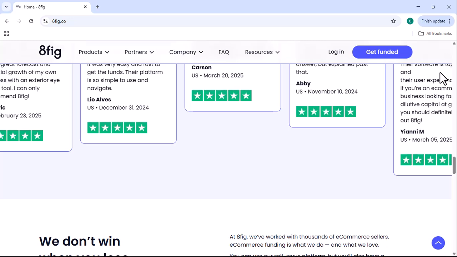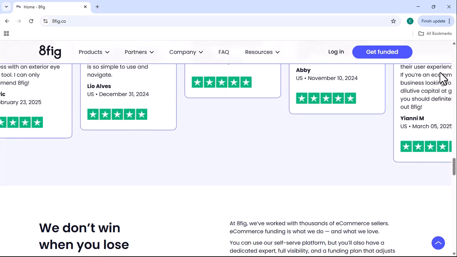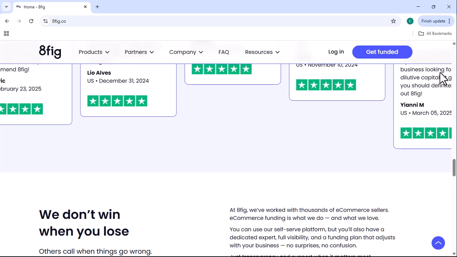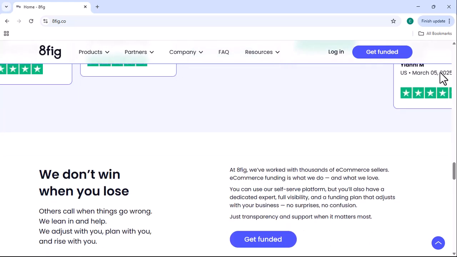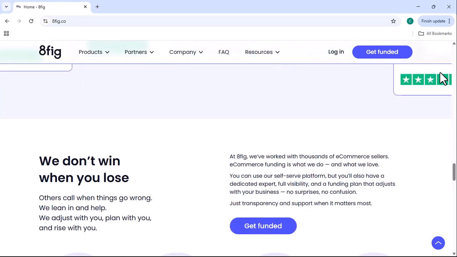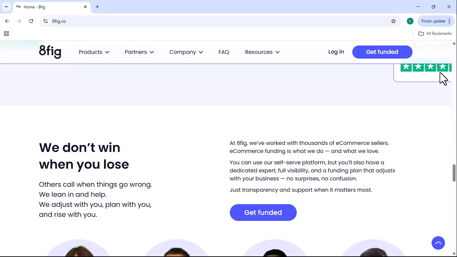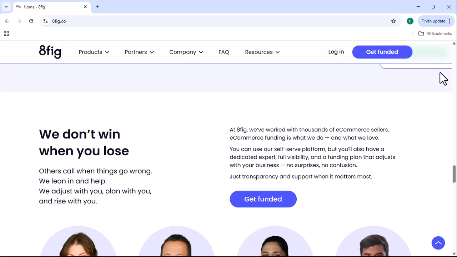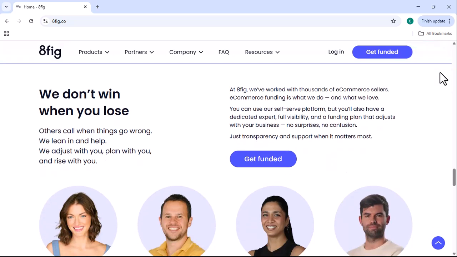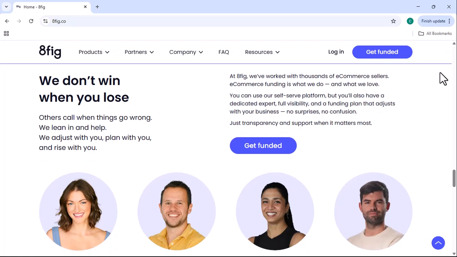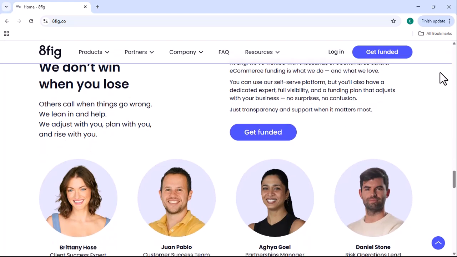Let's break down the mechanics of this. Imagine you receive $100,000 in funding from 8Fig, and the agreed-upon repayment rate is, say, 10% of your daily sales, with a total repayment amount of $110,000, which includes the original $100,000 and a $10,000 fee for the capital. This means that every day, 8Fig will automatically collect 10% of your sales revenue until the full $110,000 has been recouped.